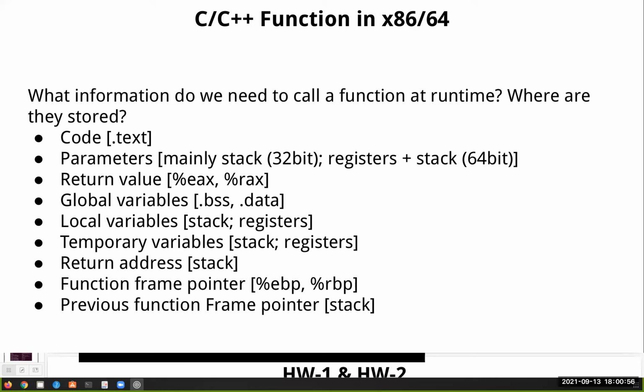Then there is a function frame pointer. It's either EBP or RBP. So BP means, I think B stands for base pointer. Now SP is obviously stack pointer. Then the E is to say this is 32-bit, and R says this is 64-bit.